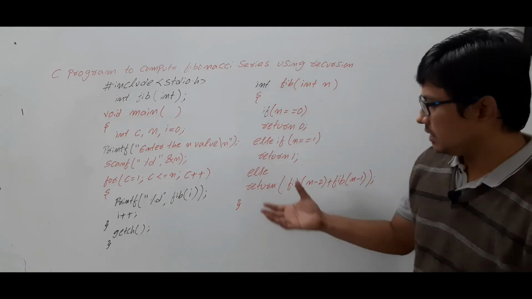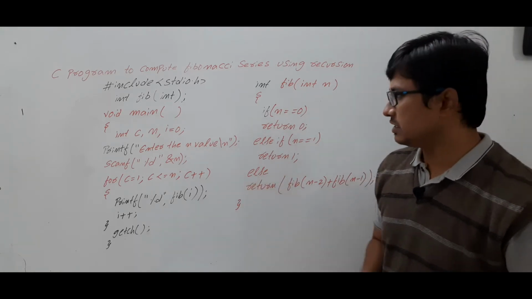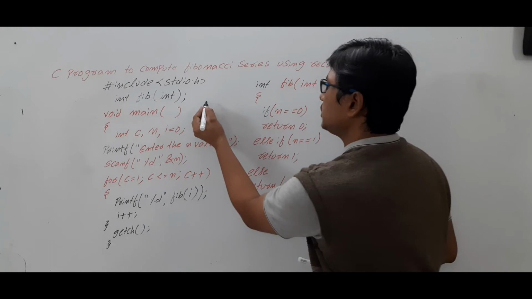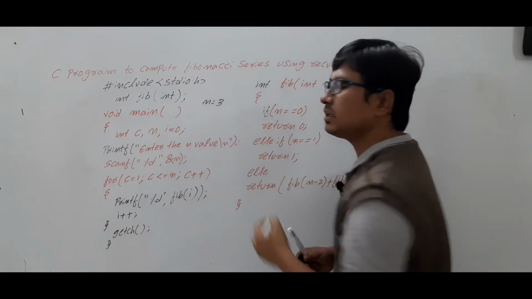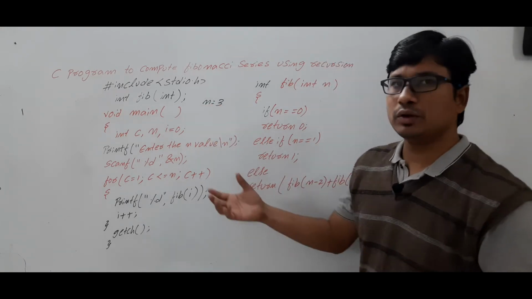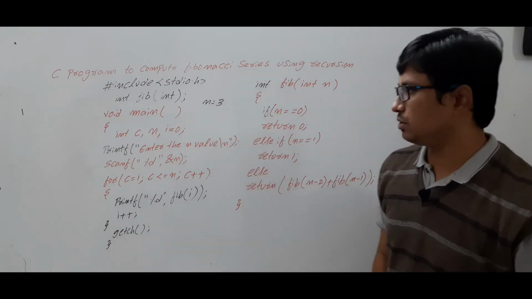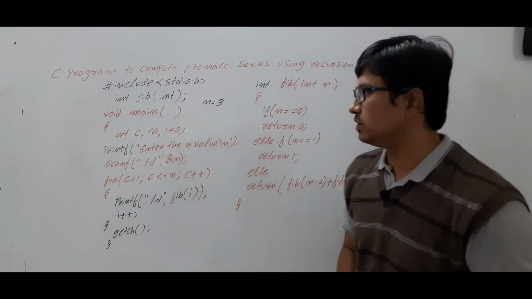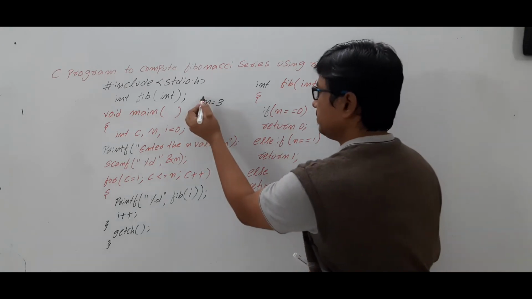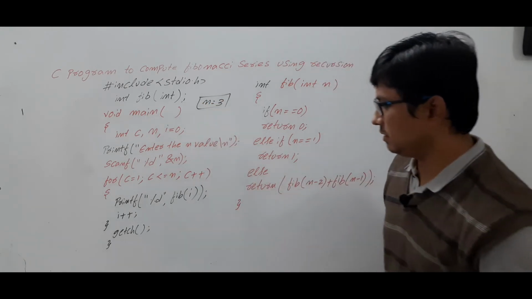Now let me discuss this program with an example. Let's take the n value is equal to 3. What is the meaning? The user wants to print the first 3 numbers in the Fibonacci series. Okay, so that's why the user has entered the n value is equal to 3. Okay, now n consists of value 3.